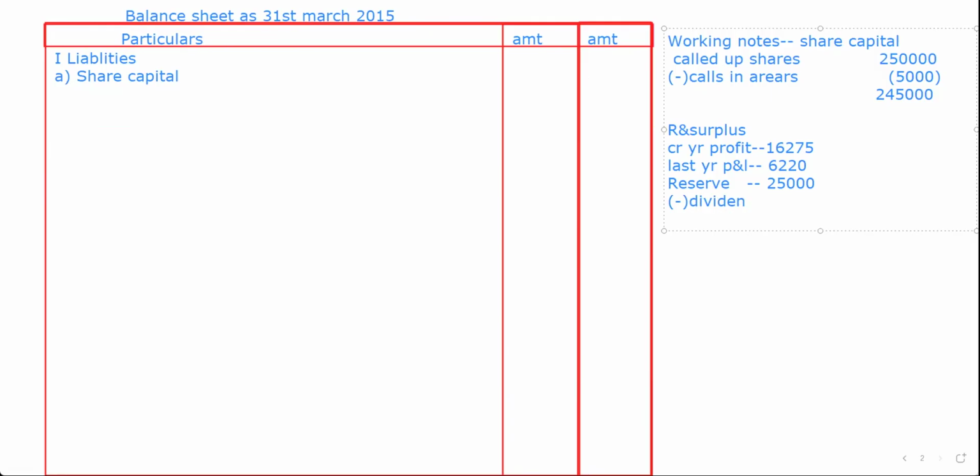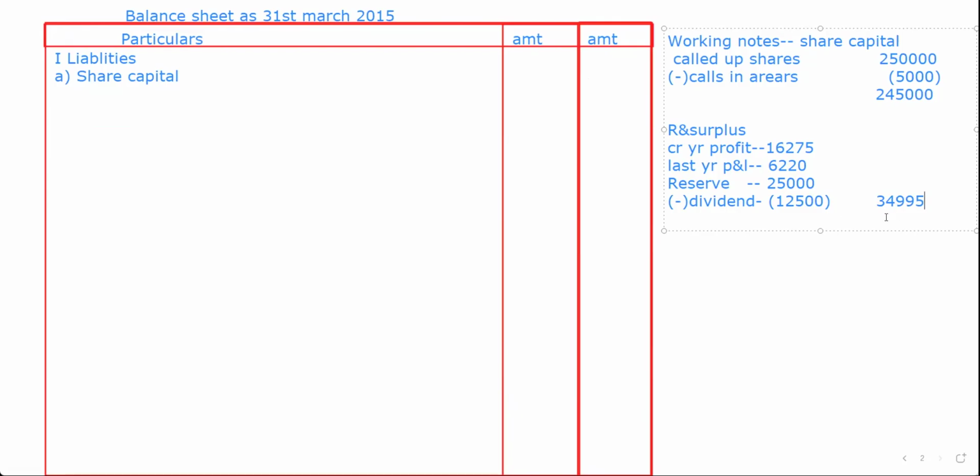So dividend, I'm going to take it up as minus dividend, which is 12,500. I'm putting it into the bracket format. So I'm taking it here as the one effect. Now the net balance, I'm going to take it up here. So 16,275 plus 6,620 plus 25,000 minus 12,500. So this I'm going to get the answer as around 34,995. I'm going to get it, so this I'm going to add up as total.